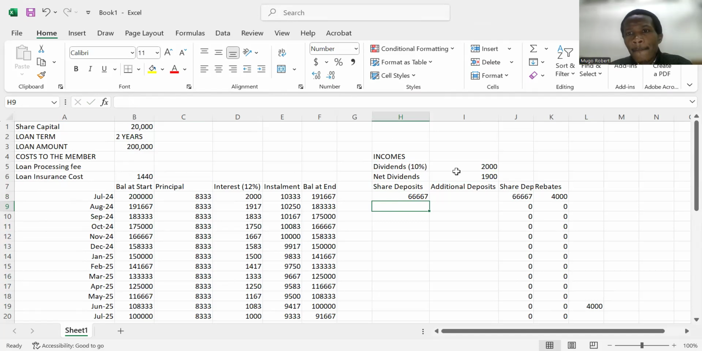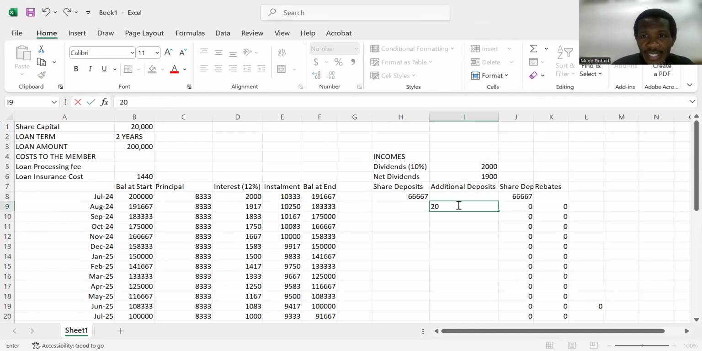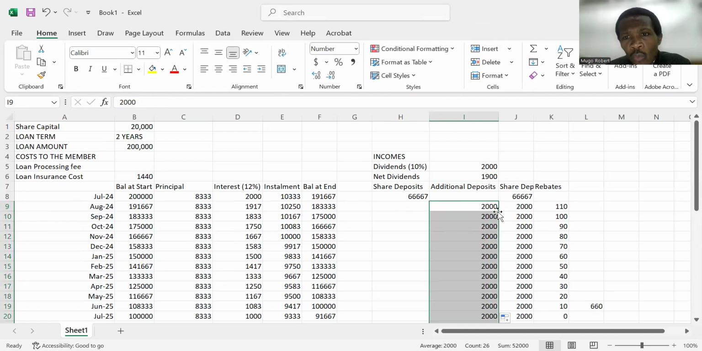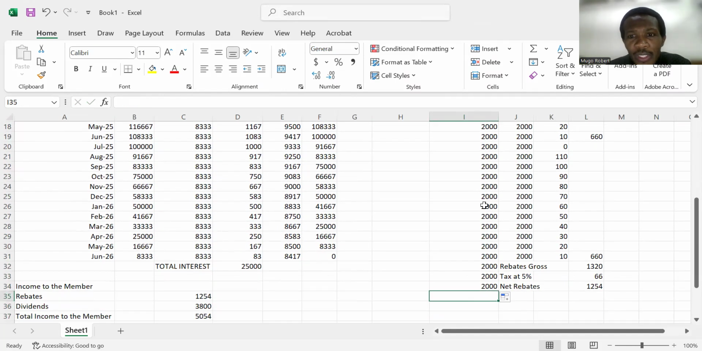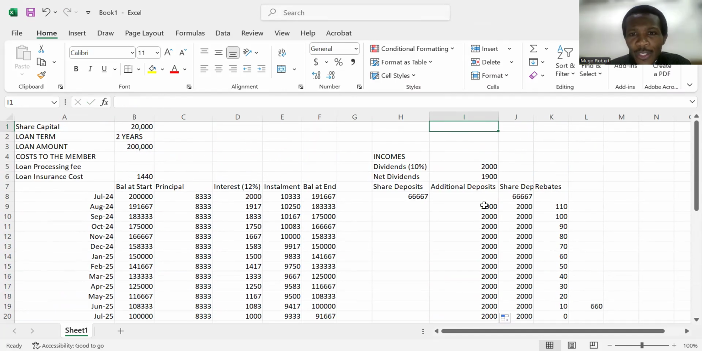That's the deposit. So then after that, we have additional deposits. They require that every month for you to take a loan from a Sacco, you must keep your share deposit up to date. We have assumed that this Sacco will allow you to have minimum deposits of 2,000. So let's have 2,000. Then we do it for the entire 24 months, or the entire 2 years.